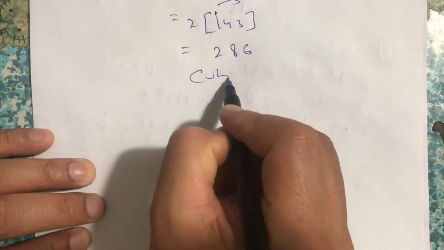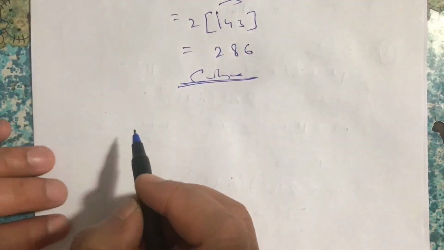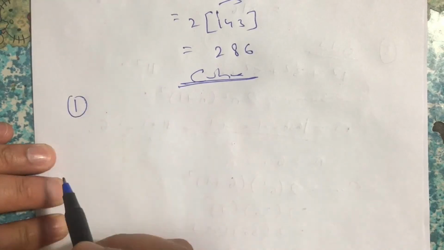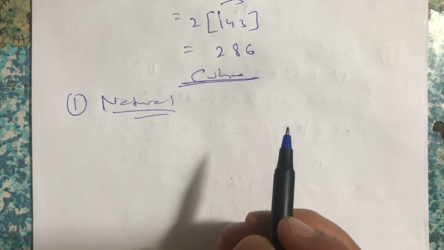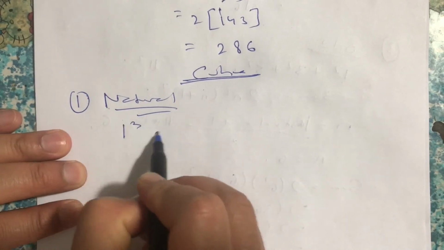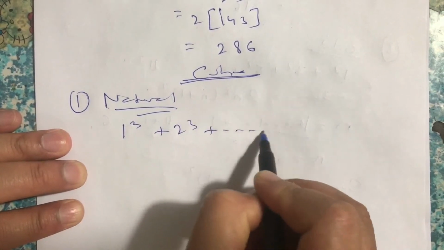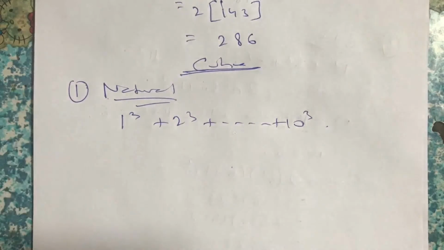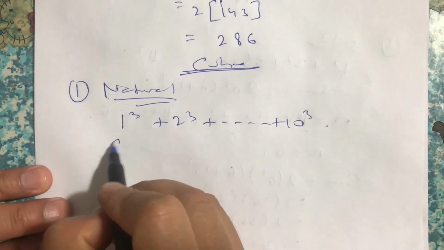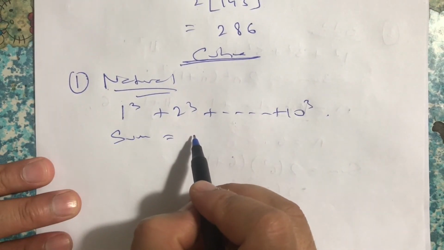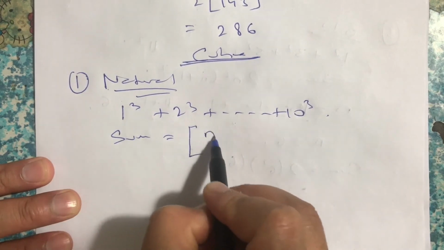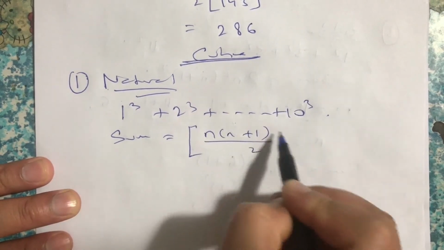Now we move on to the cube, and the first one is the natural numbers cubed. Let's say the question is 1 cube plus 2 cube plus dot dot dot plus 10 cube. The formula to solve this is: the sum is equal to a big bracket, n into n plus 1, whole thing divided by 2, squared.